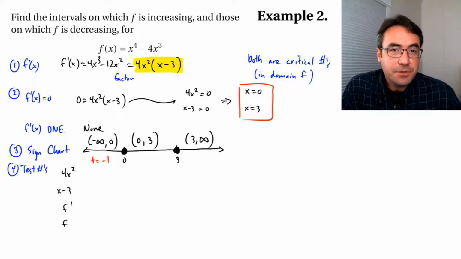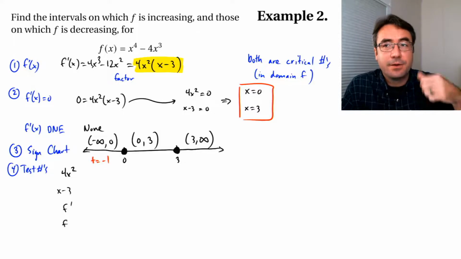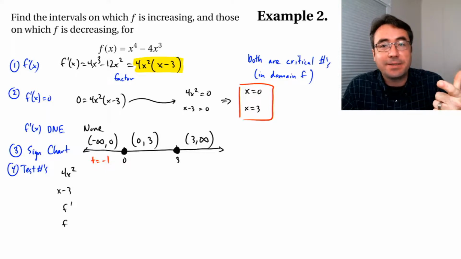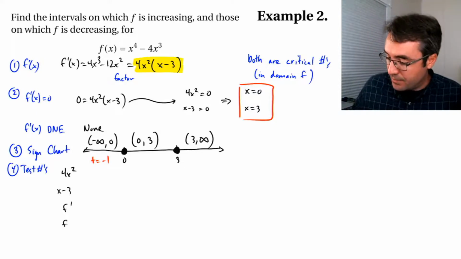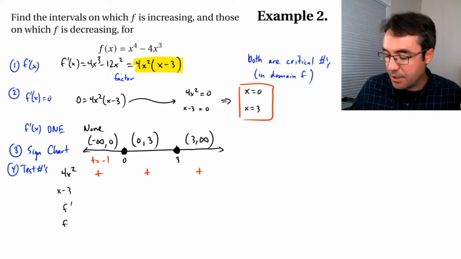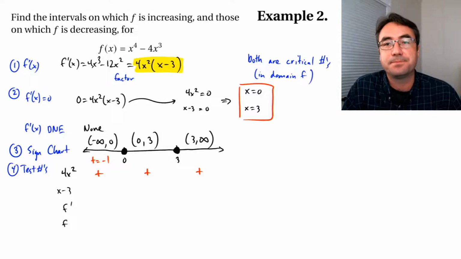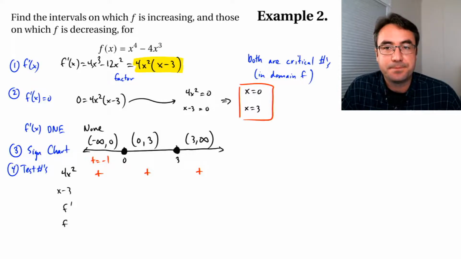And that first factor, the 4x squared, 4 is positive, x squared is always positive. So anything with an even power like that is always going to be positive. So we don't even need to really use a test number there. We can just say this 4x squared is always going to be positive. So we'll just go right down the row. Everything's positive. All right, what about that x minus 3?